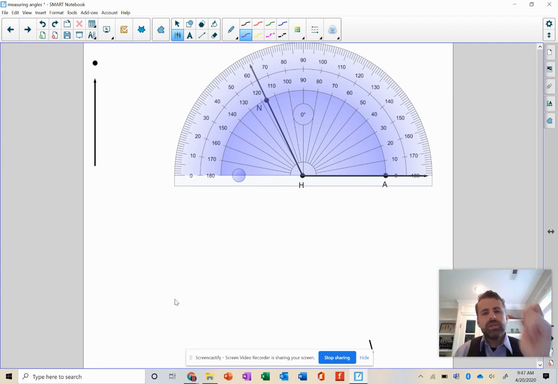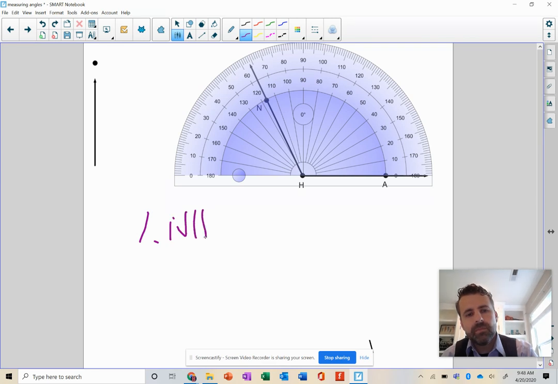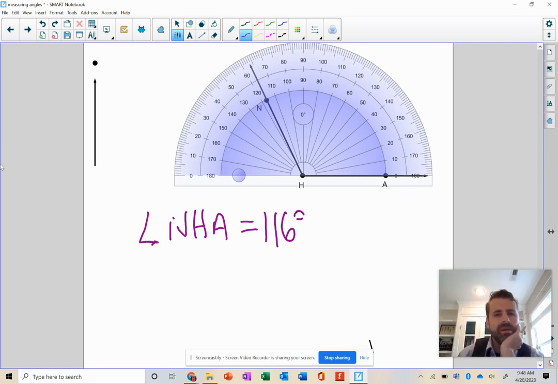So now I'm going to decide which set of numbers to use to measure angle NHA. And let's see. I am pointing to the inside 0. So we're going to use the inside set of numbers. So here's 90 degrees, then 100, 110. Okay. Now this one's a little tricky. So here's 115 right here. Okay. So 116 degrees. So angle NHA measures about 116 degrees. Okay. And that's how you measure angles.